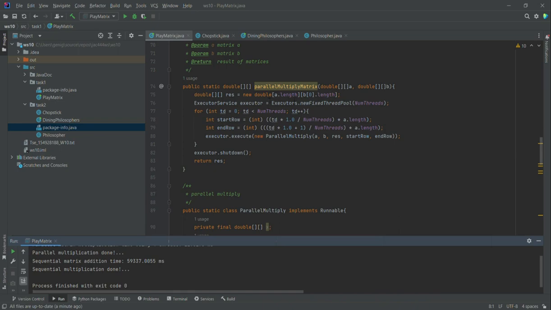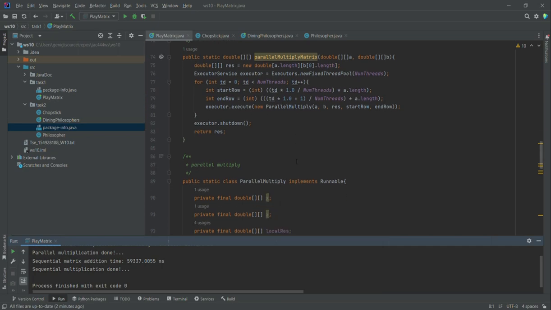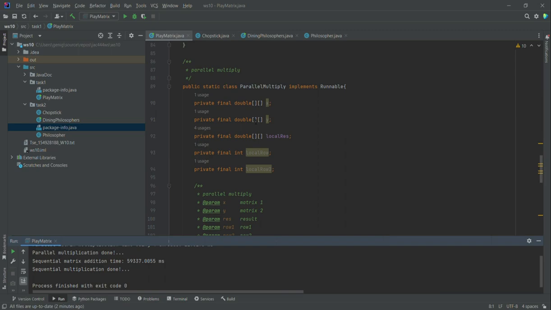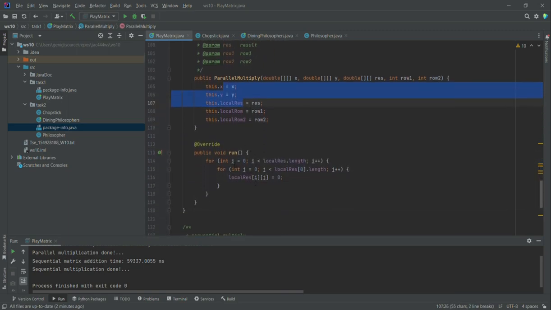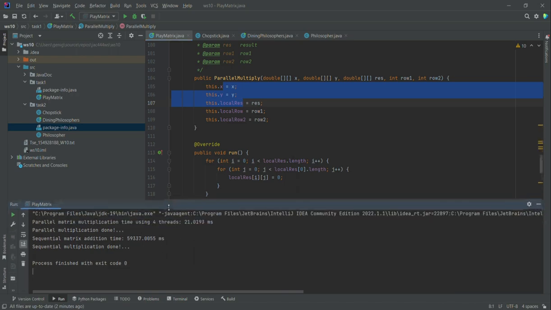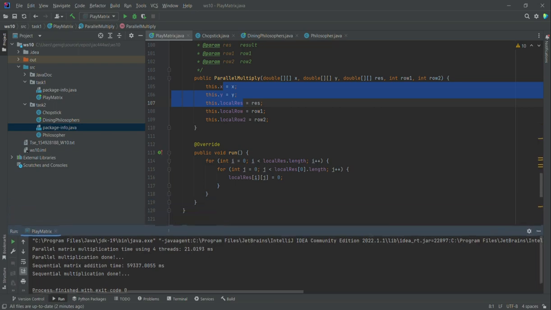In parallel multiply matrix, we are using the executor that calls another function, which is this one. So here we have the local constructor of the matrices and local results and local rows. And in the run function, after we calculate each pair of matrices, we reset the results because otherwise we are gonna get a stack overflow. So we only care about the runtime, like here. So we don't need the multiplication results.